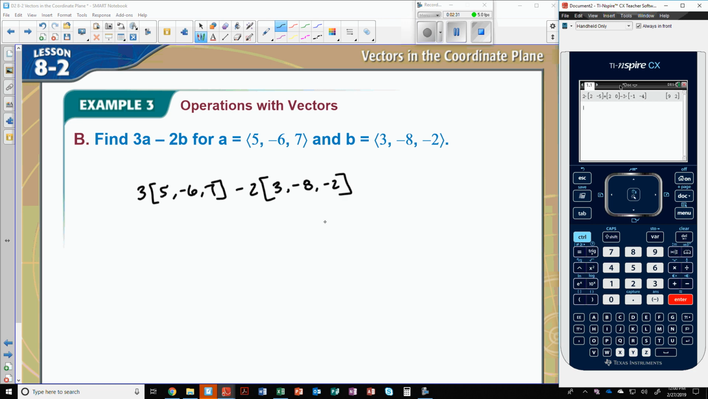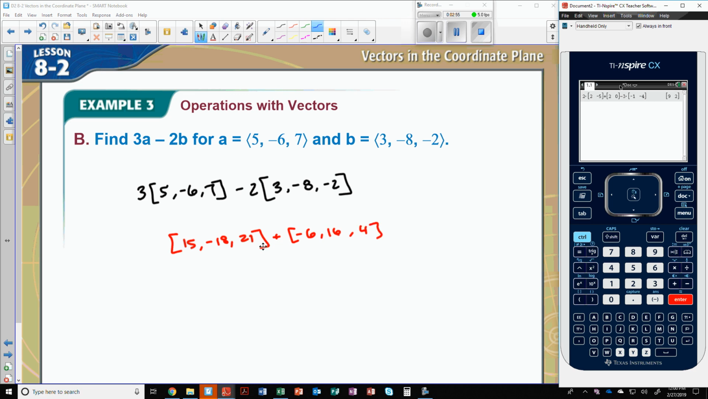Again, you could type this in the calculator just as shown. I'll go ahead and distribute. Solve by hand first. So here I get 15, negative 18, 21. And then there, when I distribute that, I want to take the negative with it. So negative 2 times 3 is going to be negative 6. Negative 2 times negative 8 is positive 16. And then I get a positive 4.